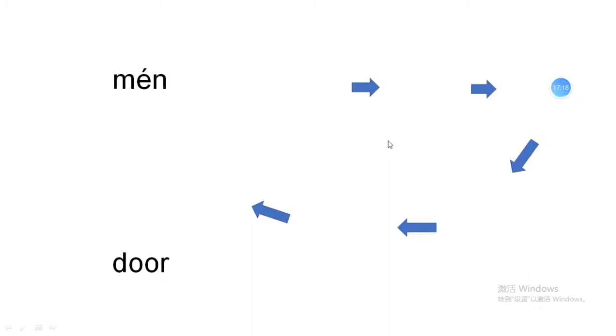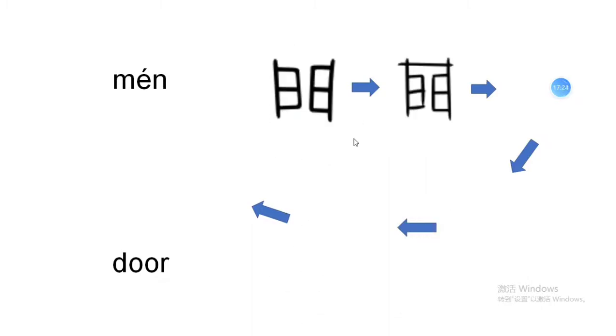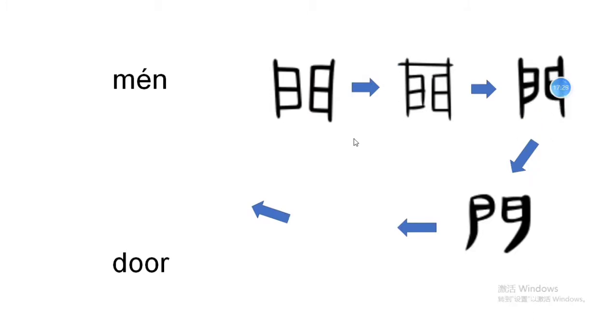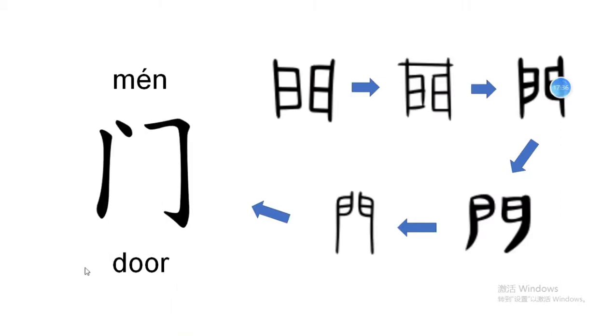So now let's have a look at this one. What do you think this looks like? Looks like a what? Actually, it's the character of door. It's a door. See? Door is pronounced as men. Okay, men. See, these are like the frames of the door. Okay, you just walk through this. Okay, so this is door. Okay, so now let's move on.